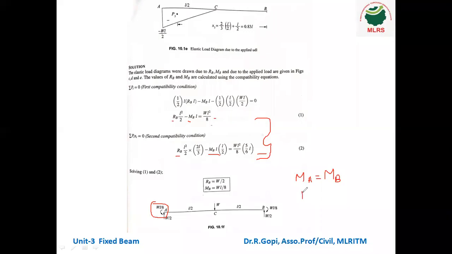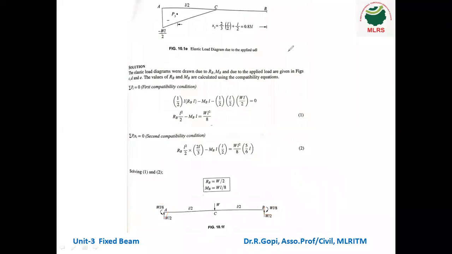And also RA is equal to RB. So this is applicable only for load acting symmetrically, RA equal to RB. So you can clearly understand from the free body diagram. You can see here WL by 8. So here the direction of the moment changes. Here anti-clockwise, here clockwise moment, and W by 2, W by 2.